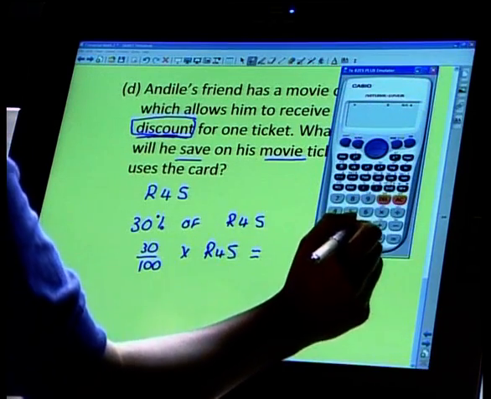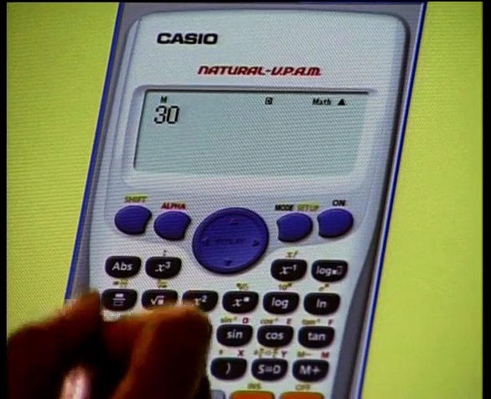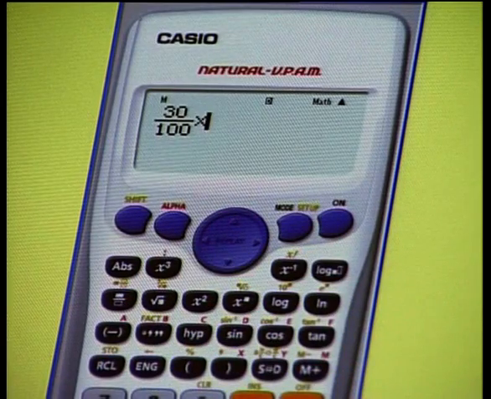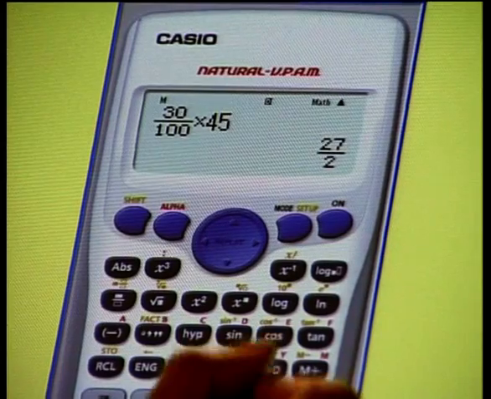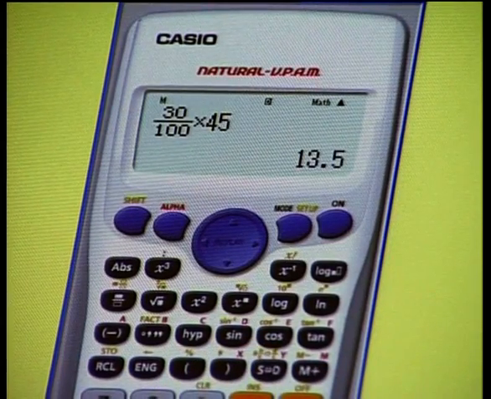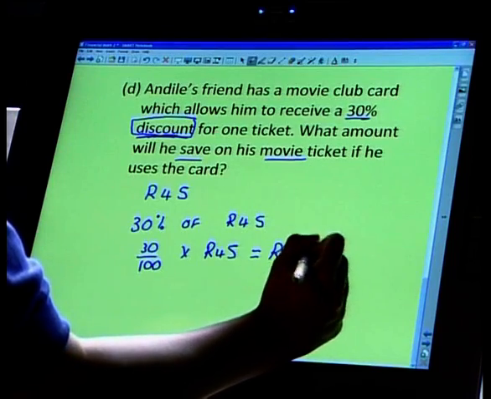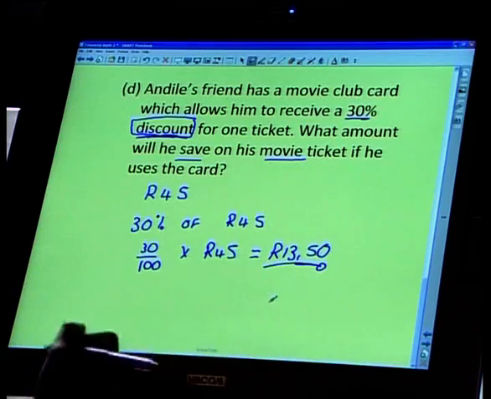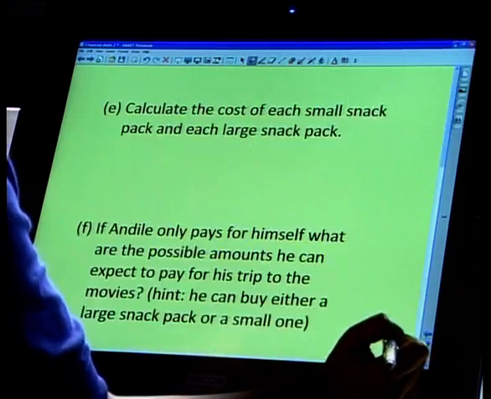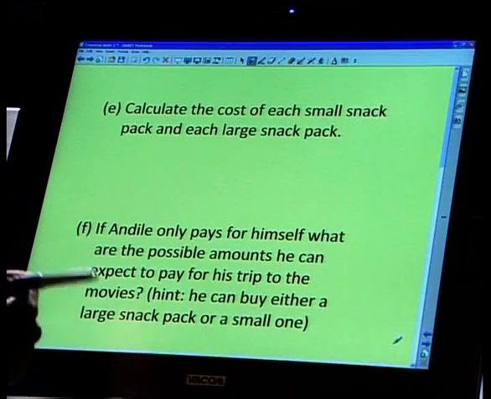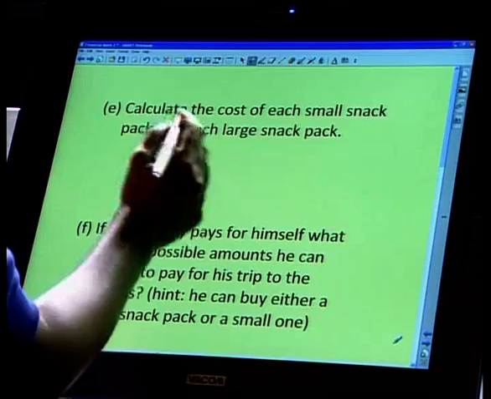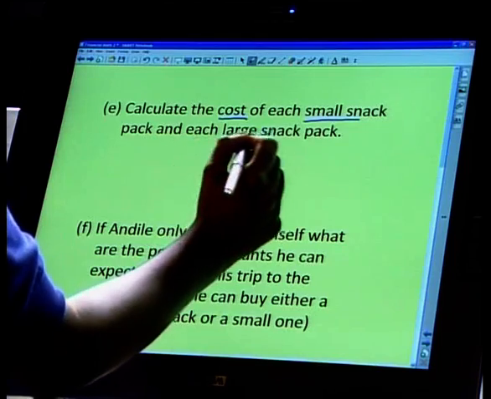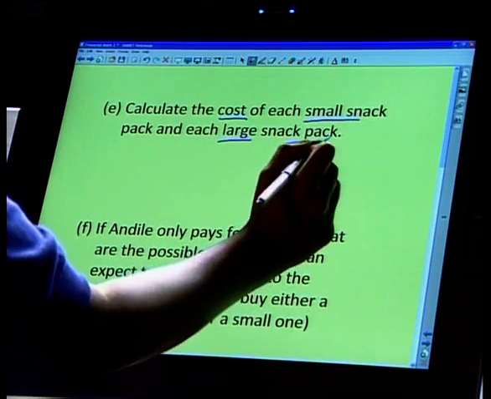So it's 30 over 100 times 45, and that gives us 13 Rand and 50 cents. So he will pay 13 Rand and 50 cents less than his friends are going to pay for his movie ticket. So it pays to have one of these movie club cards, it seems. All right, part E. Calculate the cost of each small snack pack and each large snack pack.